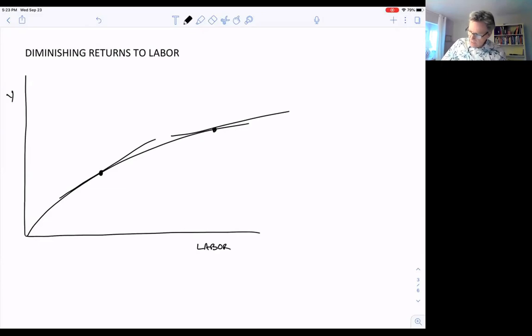So this is holding capital constant. Put a bar over it so it's a constant. And A is constant. And this would mean that partial y partial L will be greater than 0. And the second derivative with respect to L will be less than 0. That means the slope is positive, but it's decreasing.